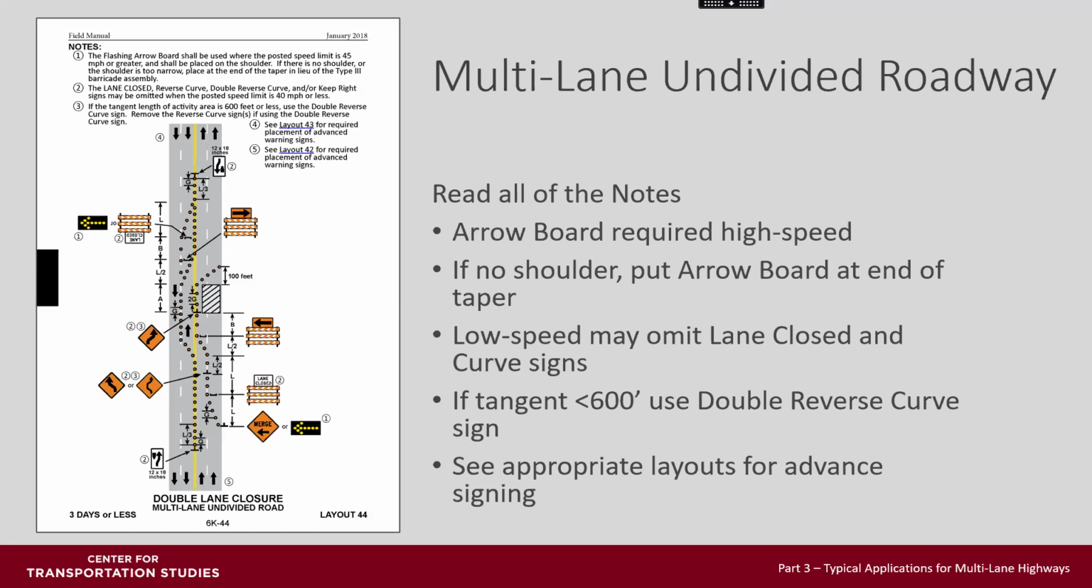This layout of a double lane closure, if under 40 miles an hour, the lane close and curve signs and keep right may be omitted. If the tangent length of the activity is 600 feet or less, use only the double reverse curve sign. Space channelizing devices at G spacing beginning at the end of the work zone. See appropriate layouts for the advanced signing approaching this. You have to combine this layout with some other layouts to provide the advanced signing for this layout.